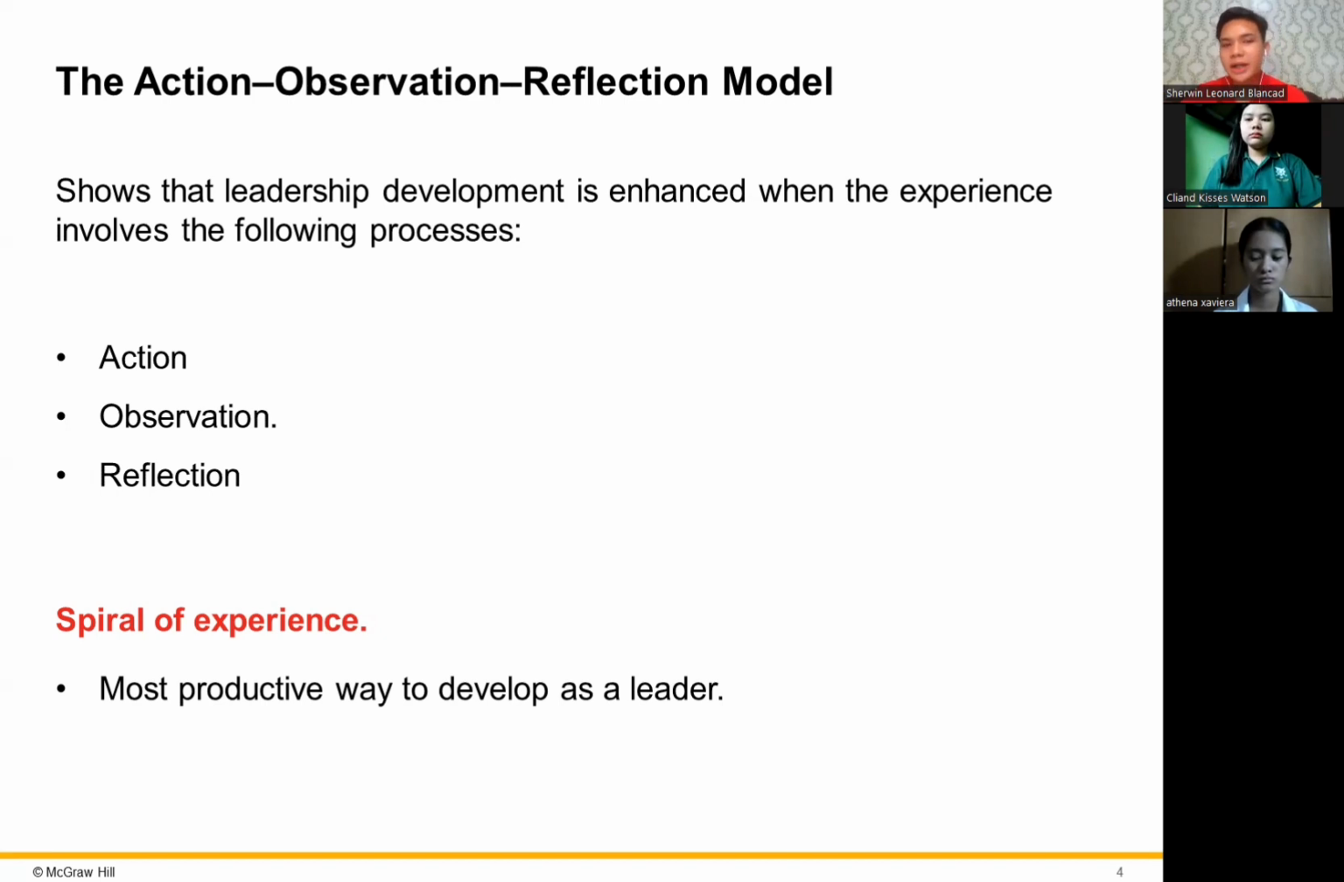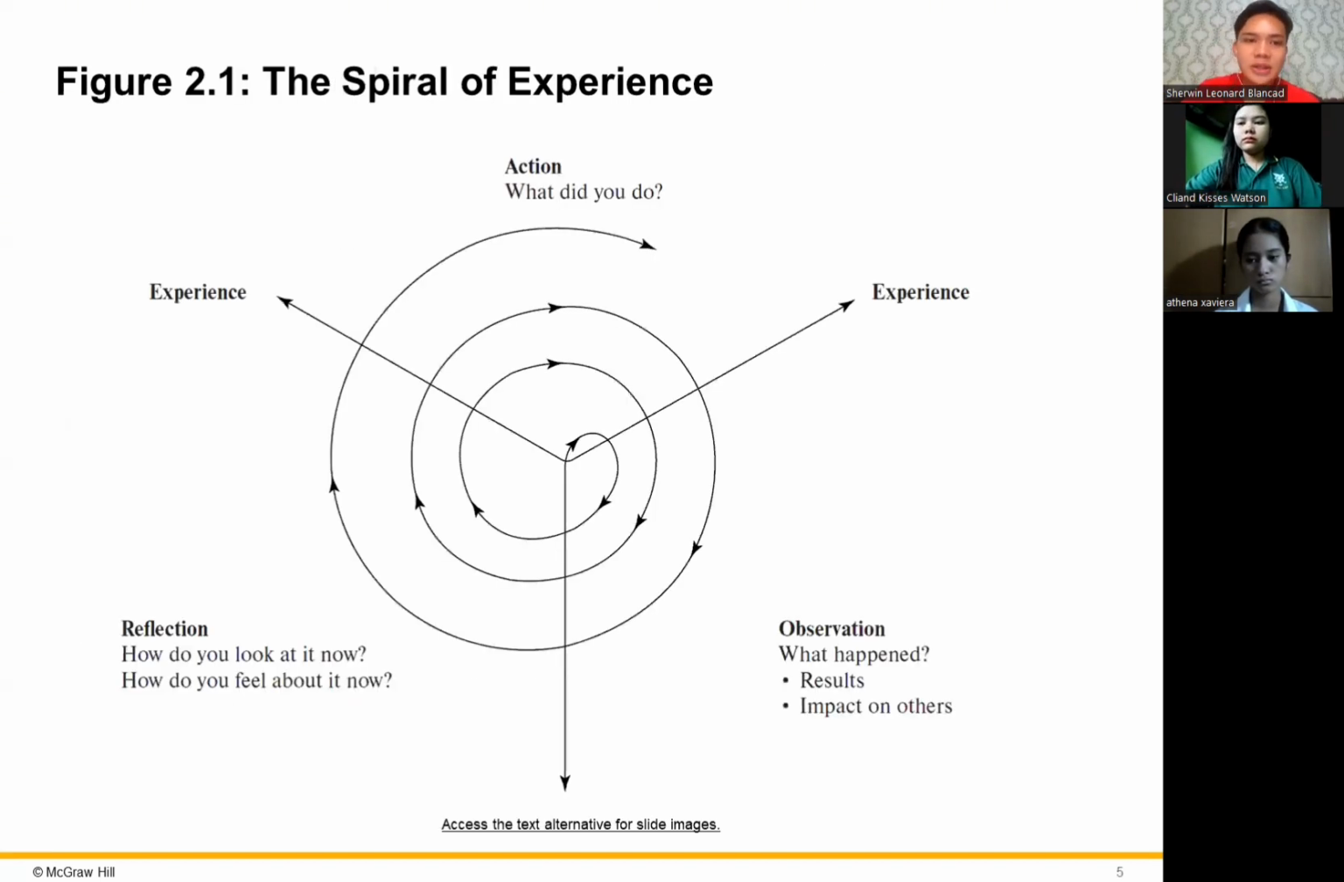You can take a look at the spiral of experience on the next slide, which is the most known way to develop as a leader. As you can see in figure 2.1, the spiral of experience starts from the action: what did you do as a leader. After that, you observe what happened. Are there any results? Are there any impacts on others? Lastly, you reflect. How do you look at it and how do you feel about it? Thus, action, observation, and reflection can sum up into experiences as a leader. To conclude, leadership development is enhanced as one travels along the spiral of experience.